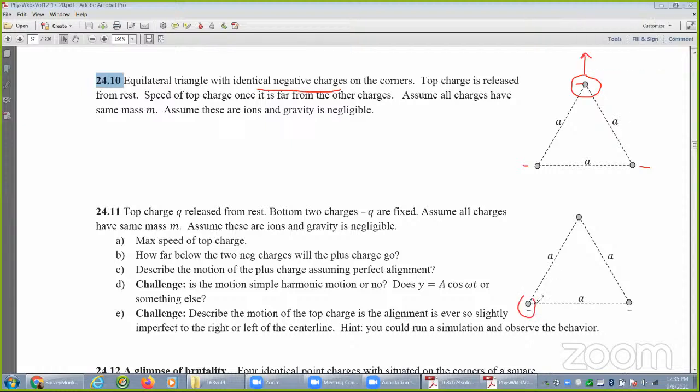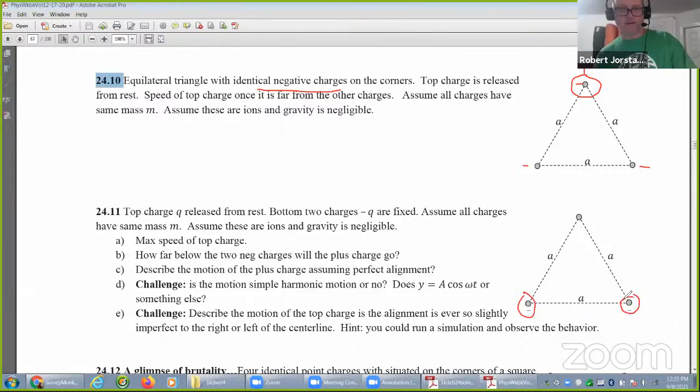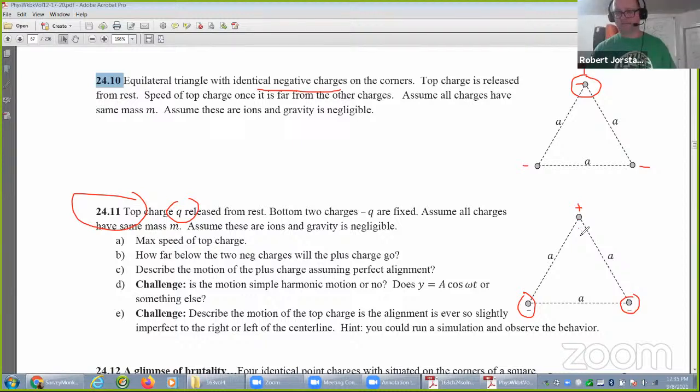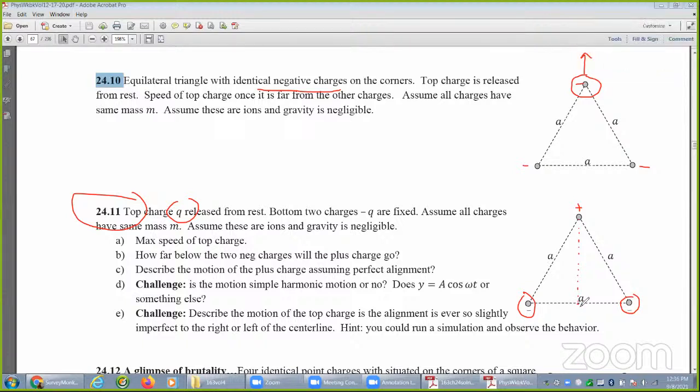What if this one's negative, this one's negative down here in the lower problem? Now we're looking at 24.11, and the top charge is positive Q. If this is positive, what would happen if you release it from rest? Straight down. Where's it going to hit max speed? Right before hitting? Is it going to stop when it gets right there? Is that the max speed right there? Because then it passes that point and they start pulling it back.